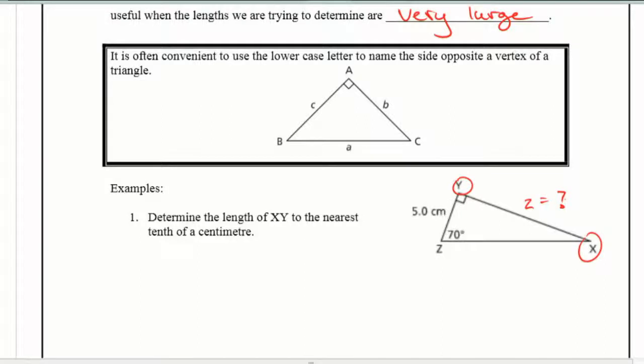The only angle I know in this triangle is 70 degrees. If I go over here, this is the opposite side. This side is the hypotenuse because it's across from my 90-degree angle. It's also the longest side. And that leaves the adjacent side as 5. So if I take the tangent of theta, I'm going to take the length of the opposite side and divide it by the length of the adjacent side.